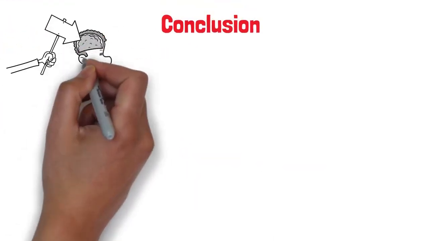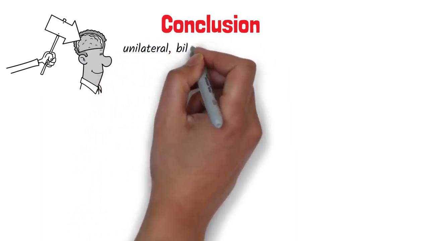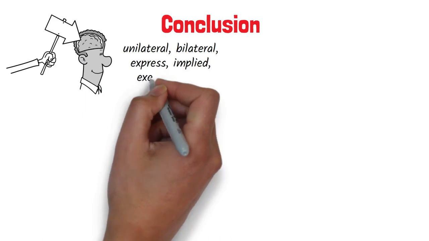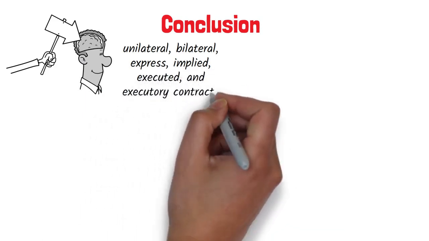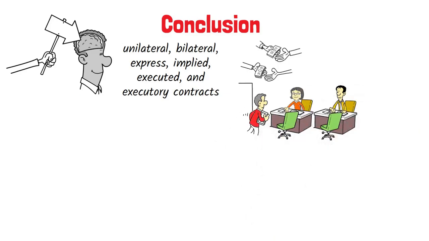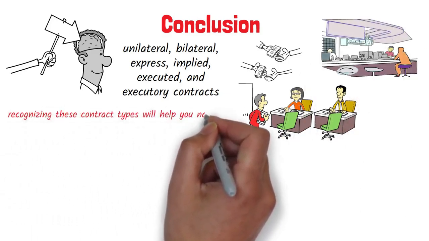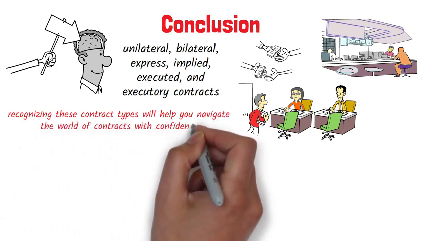In conclusion, understanding the different types of contracts is essential in contract law. We've covered unilateral, bilateral, express, implied, executed, and executory contracts. Whether you're making everyday purchases, entering business agreements, or even just ordering a meal, recognizing these contract types will help you navigate the world of contracts with confidence.